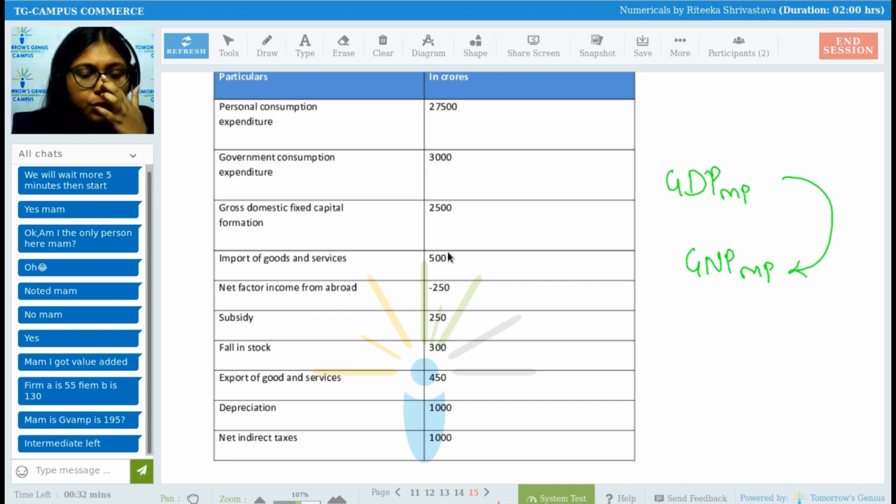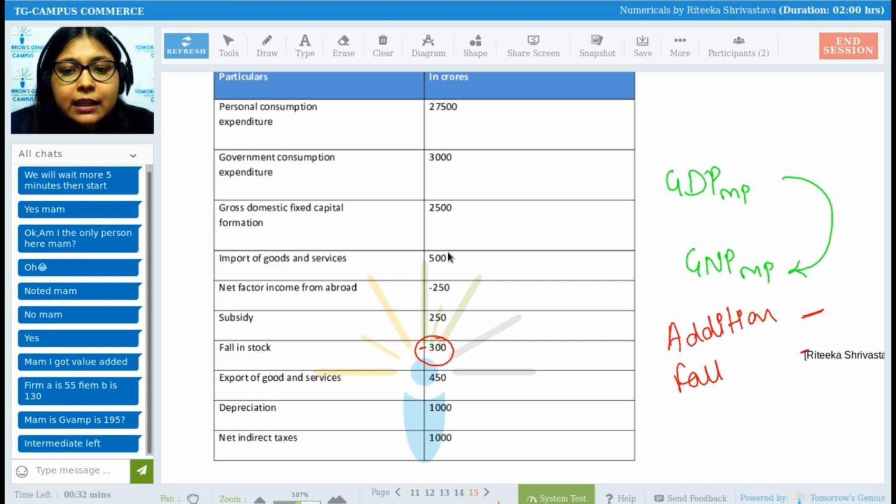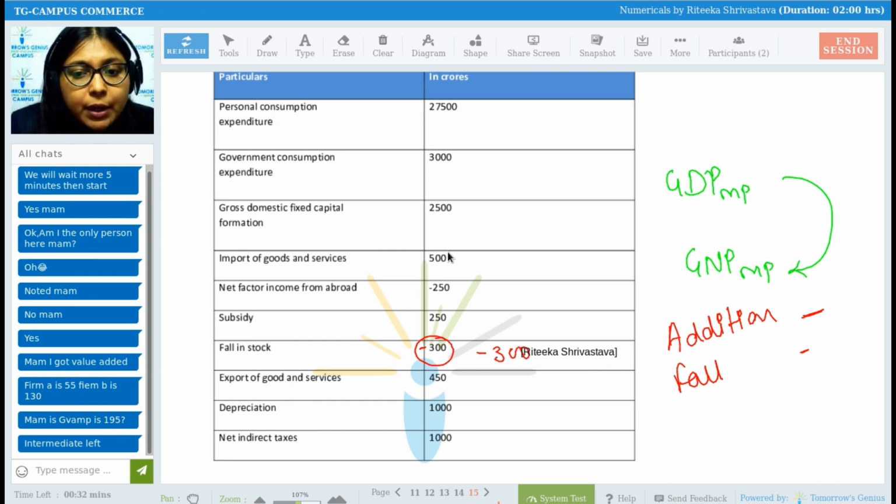So here you have to make a note. Fall in stock means there is a fall in stock. That is why whatever number is there, we will consider it as minus. At times they give you addition in stock, or they give you fall in stock. When addition in stock is given, you take the number as positive. But if fall in stock is given, you take the number as negative. At times they give it in the question as minus 300. But here, to confuse us, they have given you just 300. So you have to use your brains: fall in stock means we have to add a negative sign.